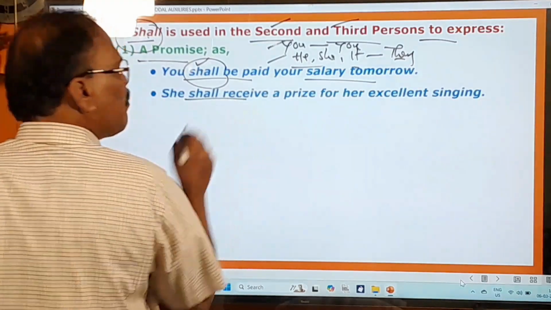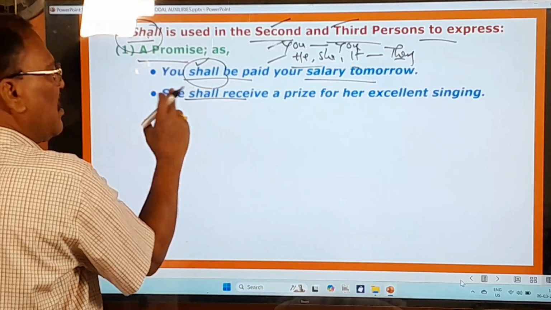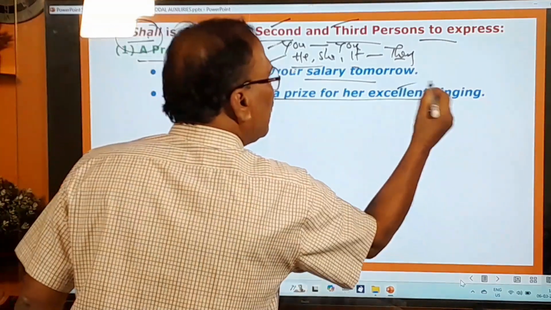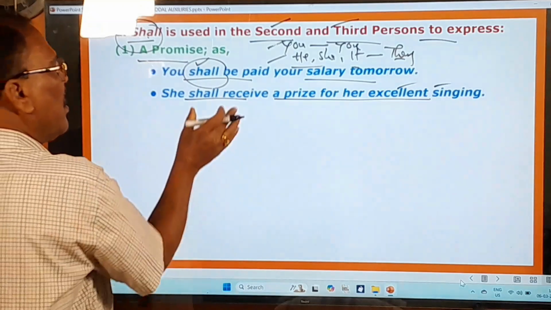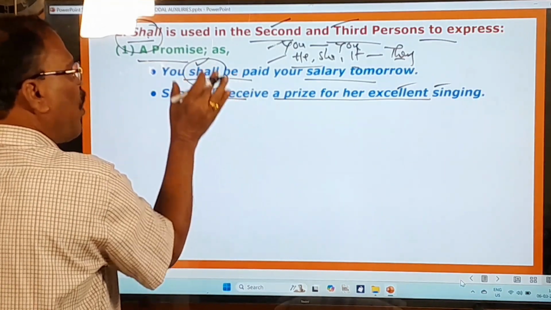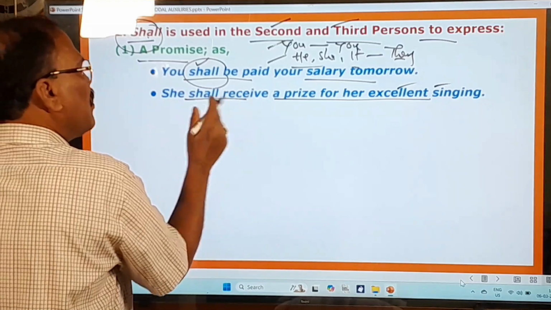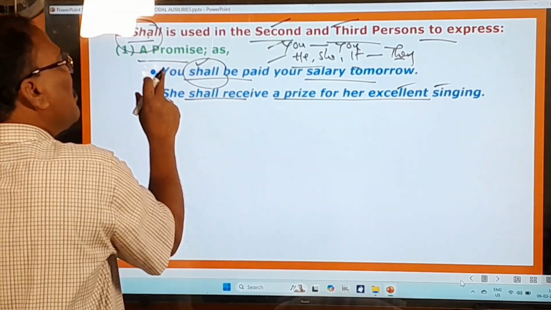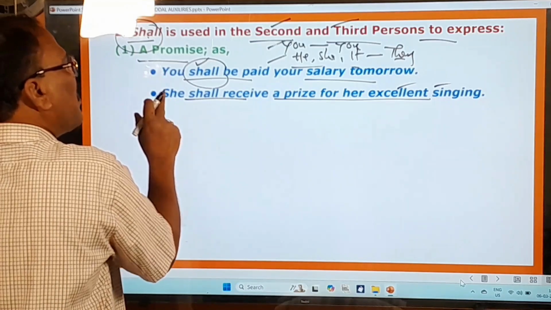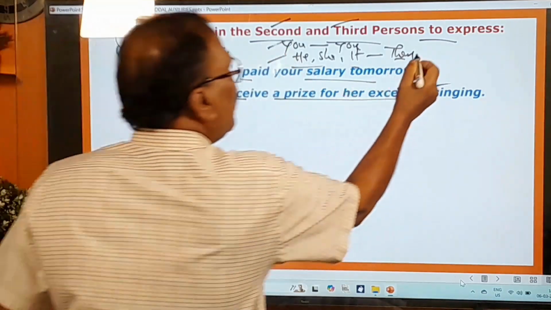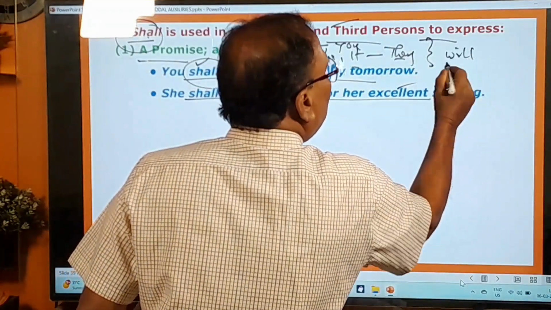She shall receive. This is in the active voice. She shall receive a prize for her excellent singing. So here it is a promise. The principal is making a promise. She shall receive. So generally, shall is not used with she. Shall is not used with this you, that is second person, this third person. With second person and third person, shall is not used. Only will is used. That point you are going to learn.